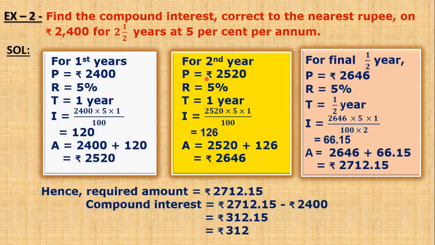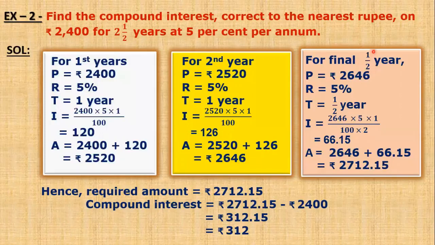For second year, principal rupees 2520, rate same 5%, time 1 year, and interest principal by rate by time upon 100, that is rupees 126. So amount for second year will be rupees 2520 plus 126, that is rupees 2646. This amount will become principal for the final half year.